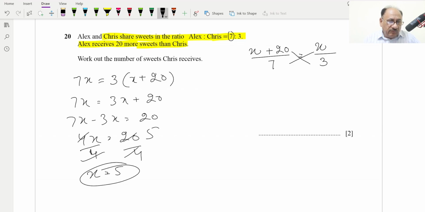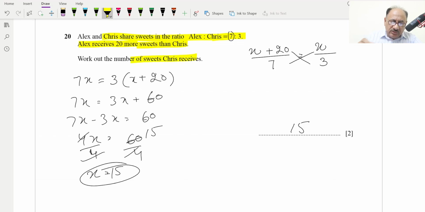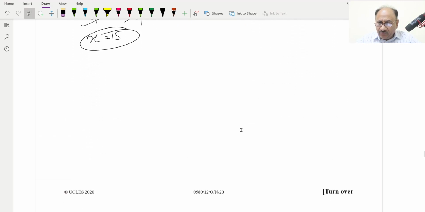Basically we forgot to multiply this 20 by 3, so this will be 60. So this one will be 60 and over here 60, and we will get basically 15. So x value will be 15. So this will be getting 15 sweets, which we got as the answer. This was the target to be found.